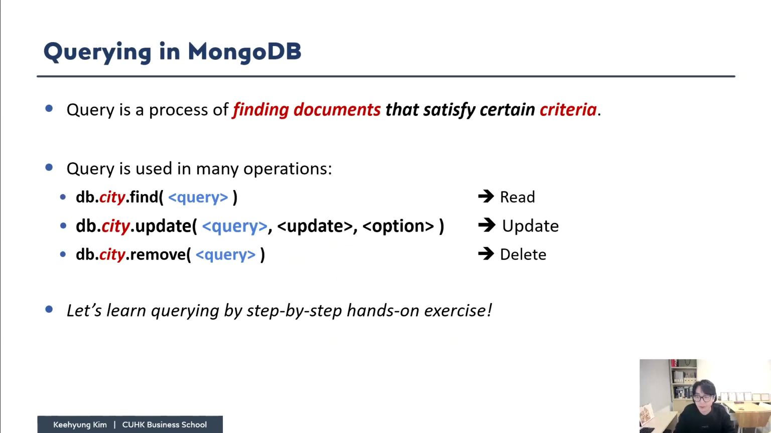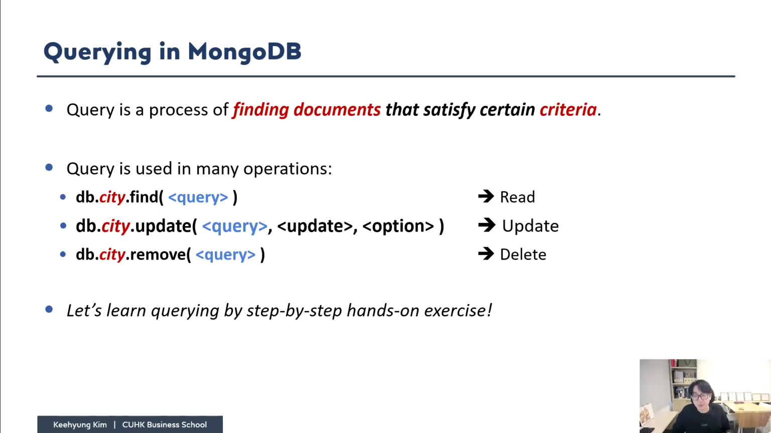So given this data set, now we can practice some query. So query in MongoDB is basically a process to find documents that satisfy certain criteria. So it's similar to relational database, right? In the relational database, we have SQL query. If we use SQL query, we can find a certain data from table. In this case, we are finding documents from collection.